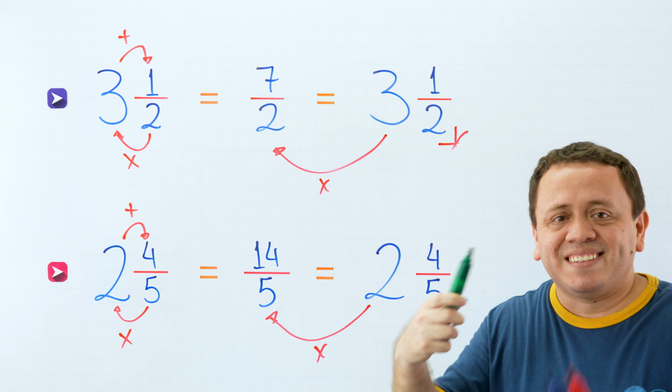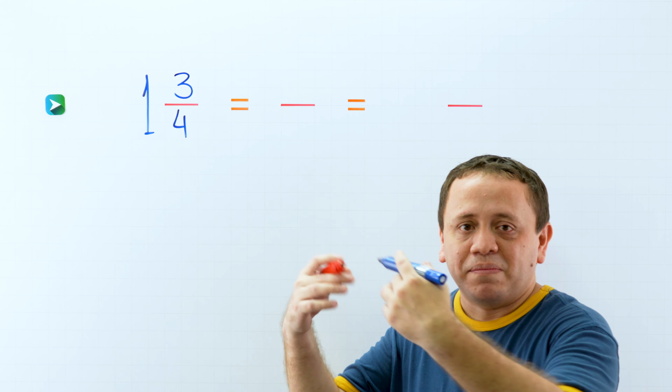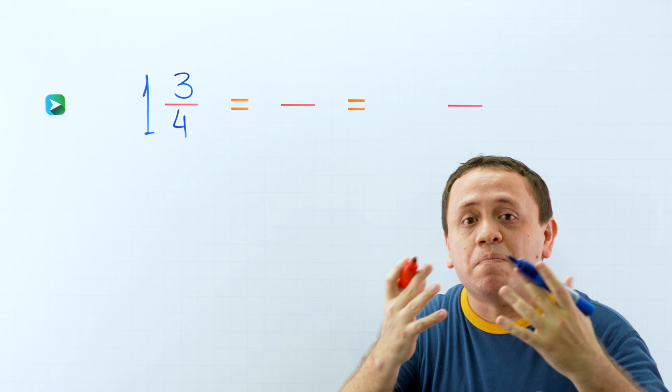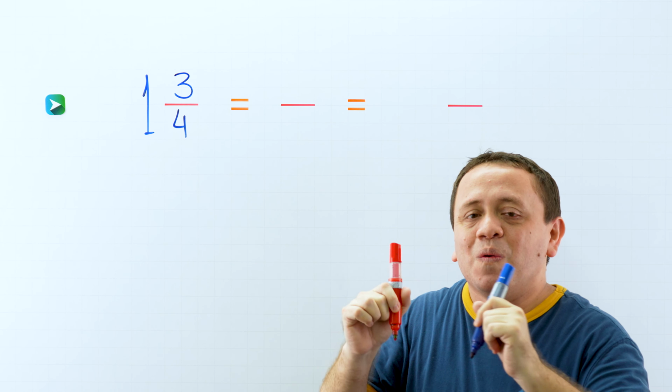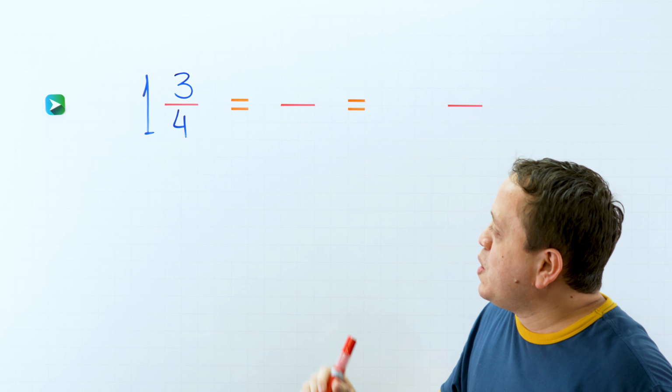Let's continue with another example. In the last example, we're going to convert a mixed number to an improper fraction, then an improper fraction to a mixed number, and finally, we're going to check the answers graphically. Ready? We're going to start over here.